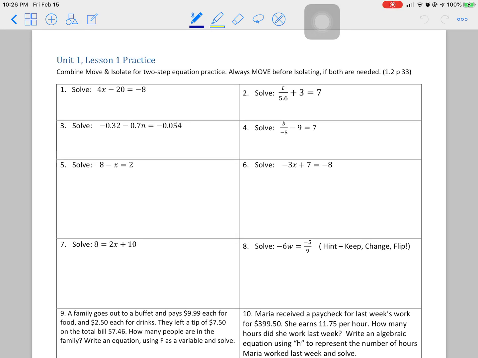All right, last page of Unit 1, Lesson 1 is the practice. It says, combine the move and the isolate for a two-step equation practice. Always move, remember the order. Distribute, combine like terms, then move, then isolate. So we're just going to practice these last two here. Make sure you're always moving before you're isolating, okay?